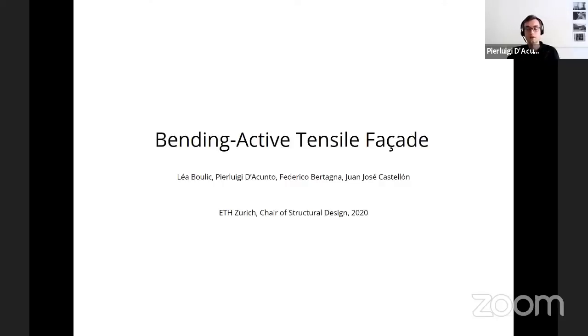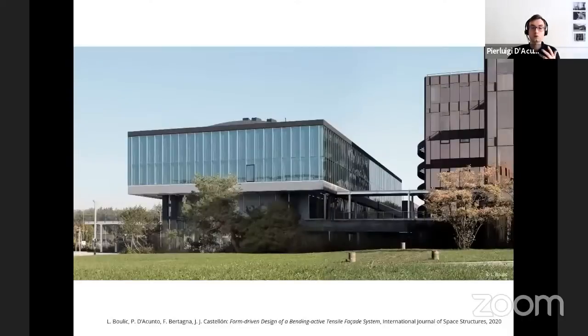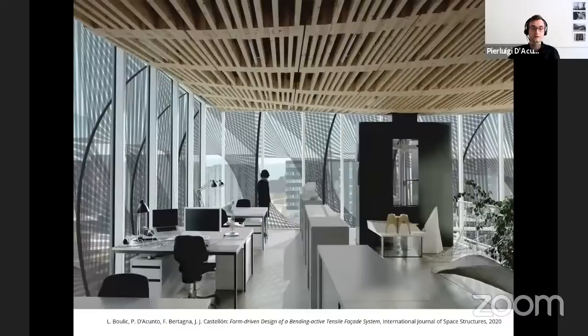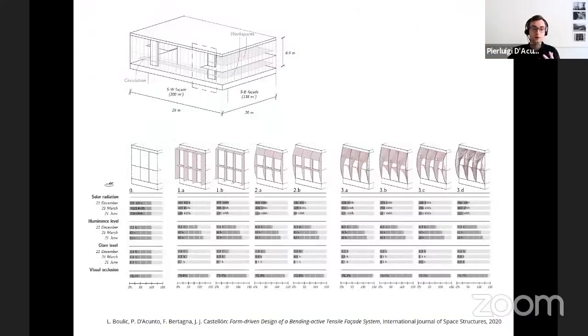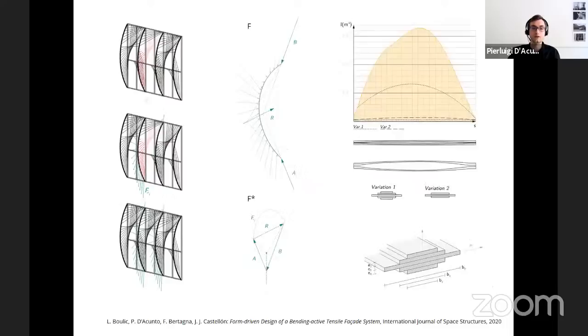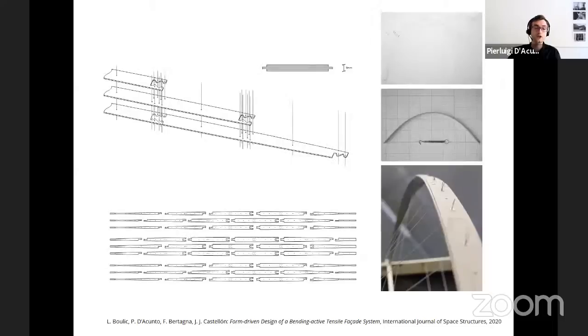In this other project of the bending active tensile facades, that is very much related to the design of a structure based on bending active using graphic statics as developed by my colleague Lea Bullig, we tried to retrofit one of the buildings of ETH Zurich with a sun shading facade. So in this case, the project was driven by information related to solar radiation and lighting analysis, but at the same time also forces and material property using graphic statics. And eventually this has been materialized into a 1-to-2 prototype.